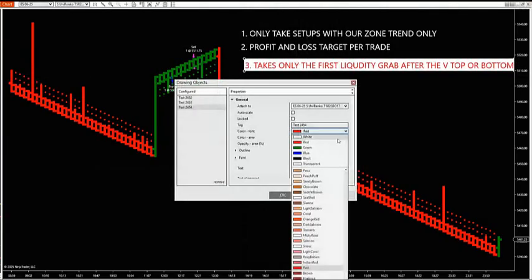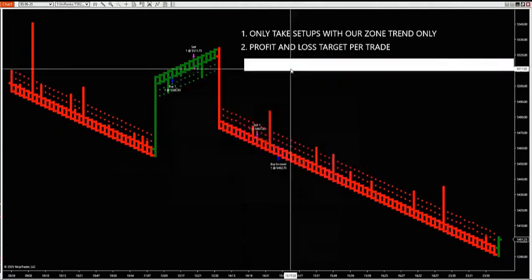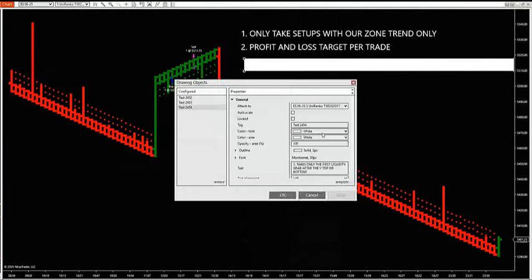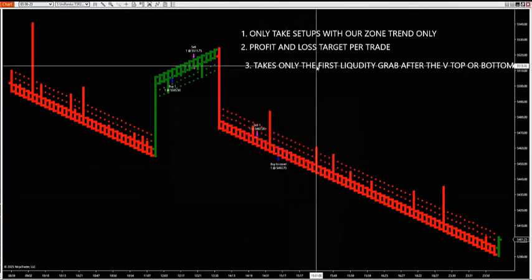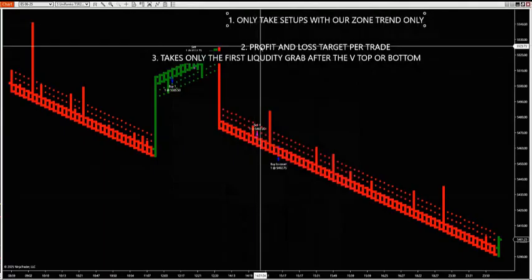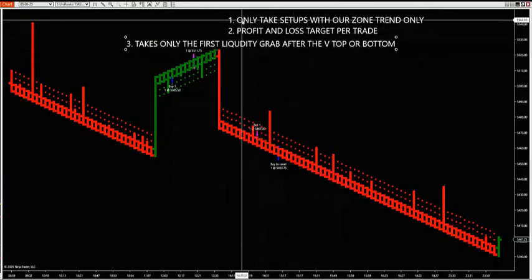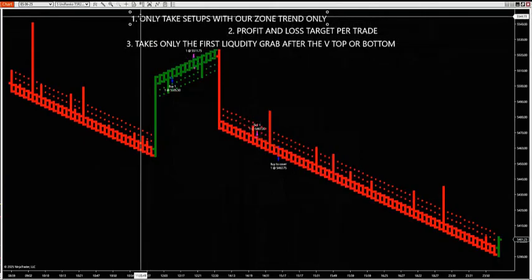So it's not going to take any other trades based upon only that criteria. So it's going to look for the first liquidity grab after the trend change.